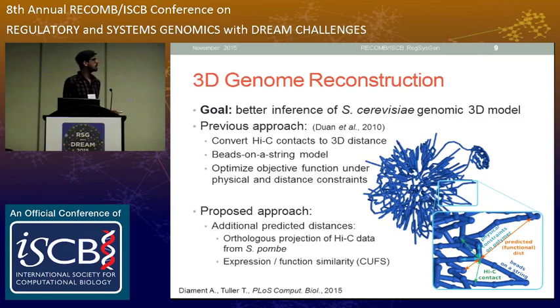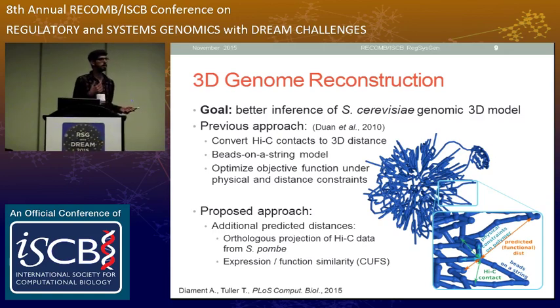Briefly, in order to reconstruct a genome, one converts HiC distances to nanometric distances and poses these as constraints on chromosomes comprised of beads on a string, as seen here in the zoom panel. And then a nonlinear optimization problem is solved in order to find a model that minimizes the error with respect to the input distances.